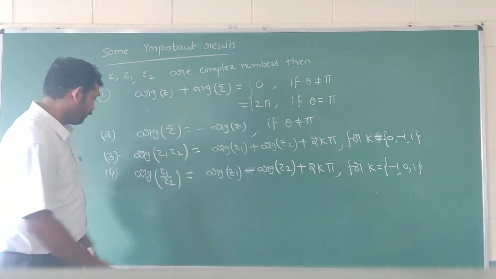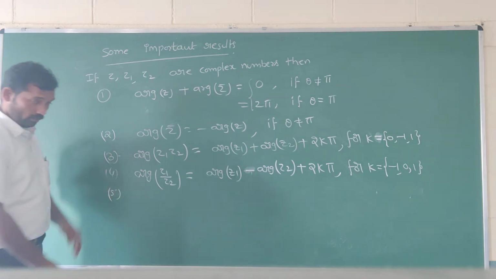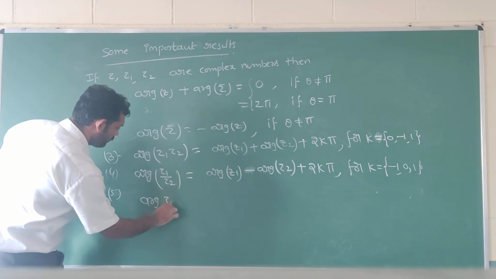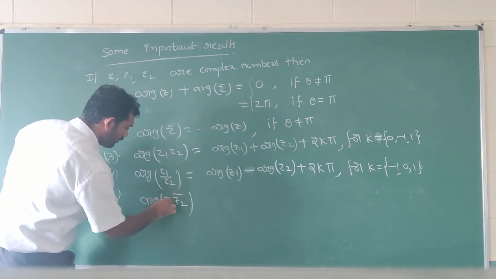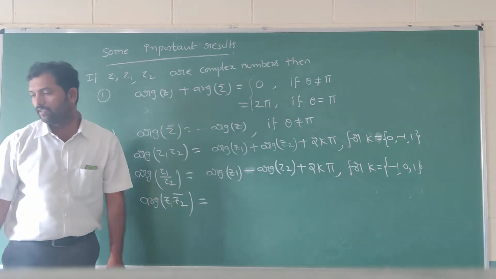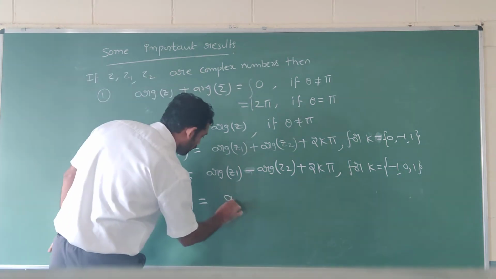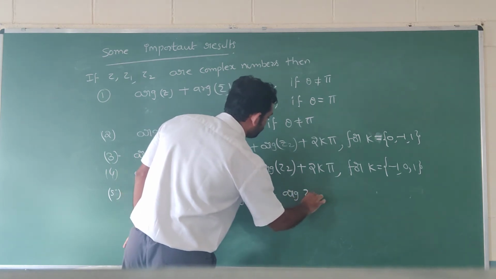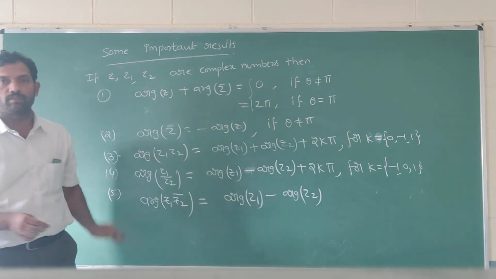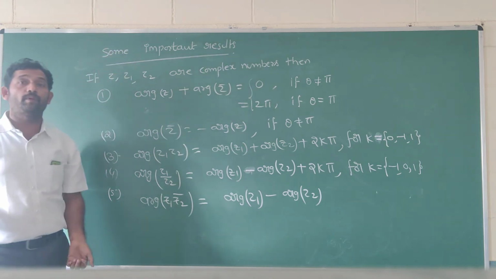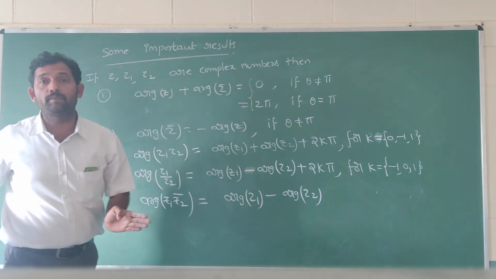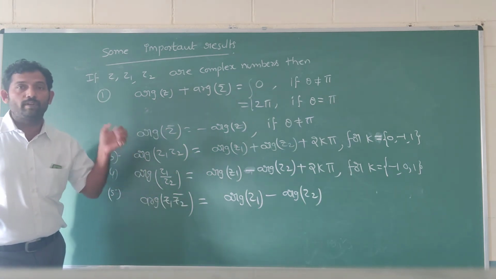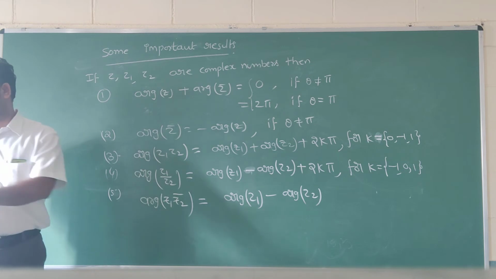Next one, the fifth point: argument of z1 z2 bar is equal to argument of z1 minus argument of z2. So these are very, very important points while solving the problems. These points are more helpful to you, so note down fast.